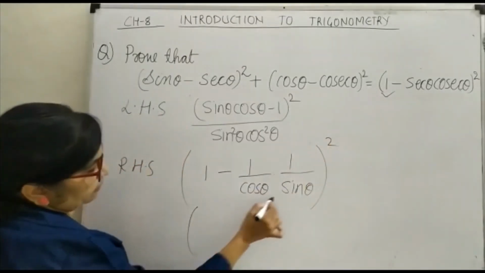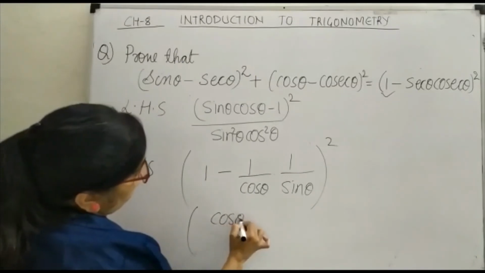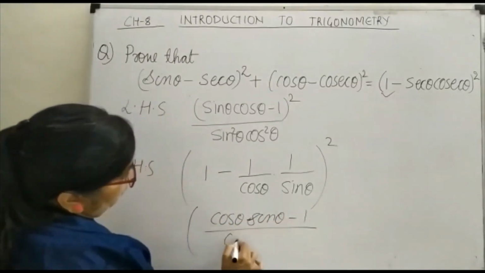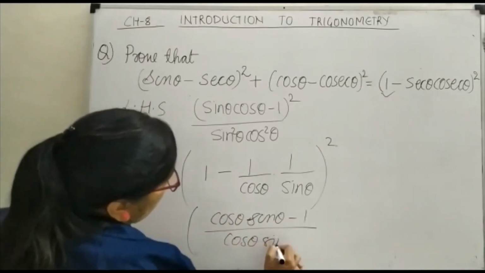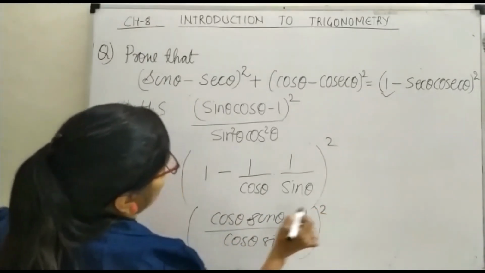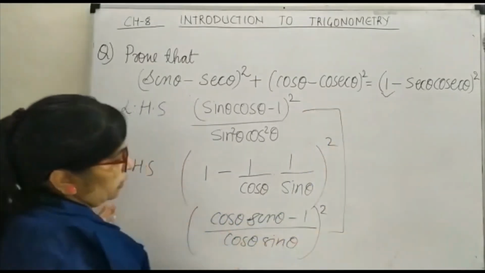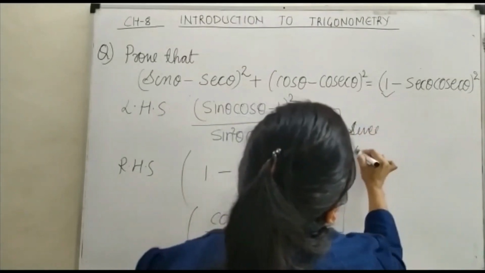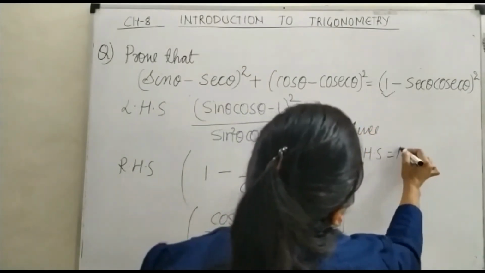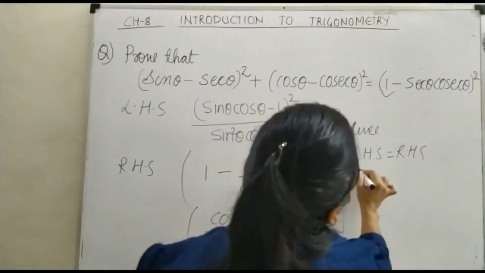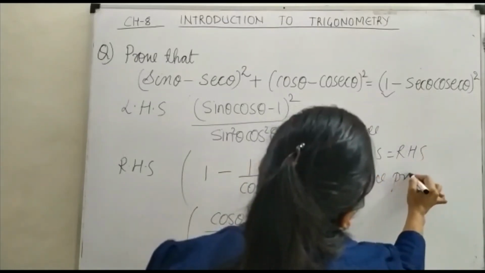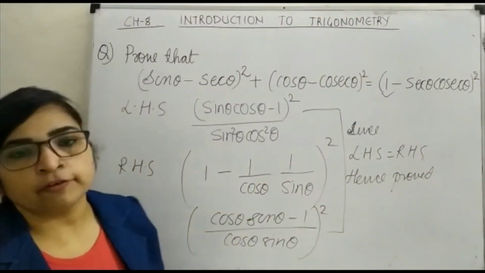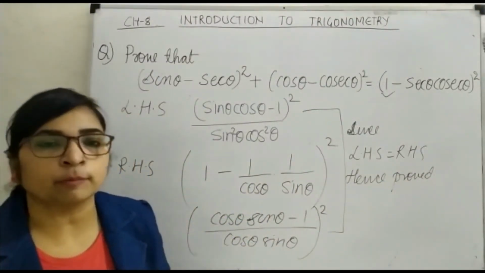You can see that you get the same thing when you take the LCM: (cos theta sin theta minus 1 upon cos theta sin theta) the whole square. You can see that these two are equal, right? Then since LHS is equal to RHS, hence proved. So this is how you can do the proof of a difficult question, just by applying small tricks.